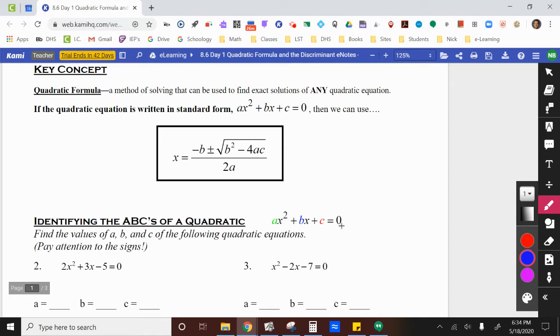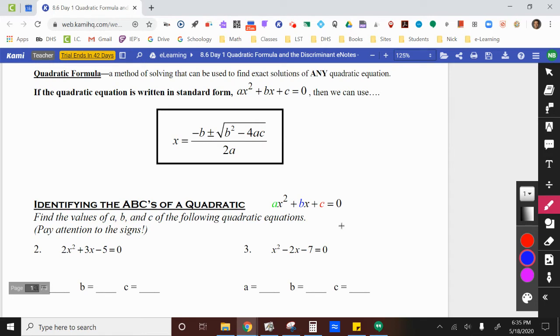Again, ax squared plus bx plus c is equal to 0. I got to find my a value, my b value, and my c value. That's always going to be the first step with the quadratic formula, to identify those a, b, and c values. If you're following along with the notes here, great. Write down what I write down. If not, this is when it's going to be time to start getting out a sheet of paper and a pen or pencil and write down what I'm writing down here.